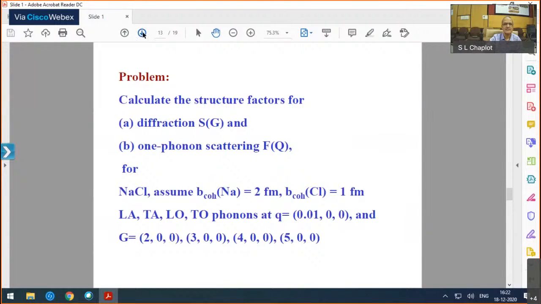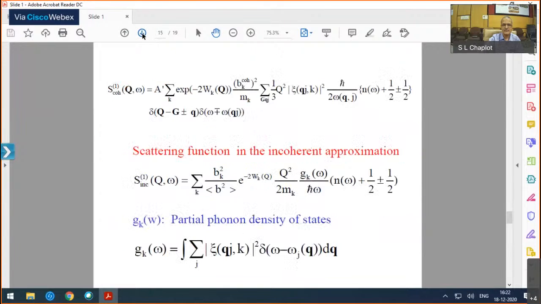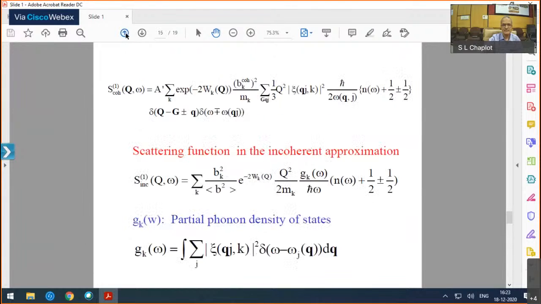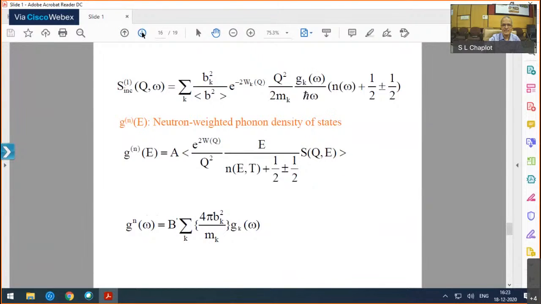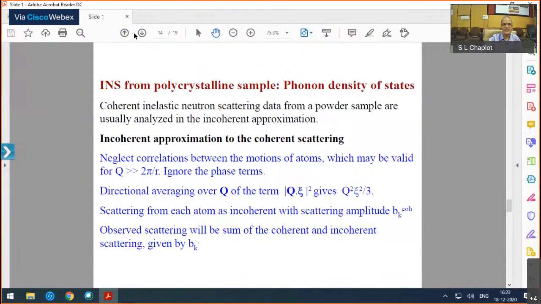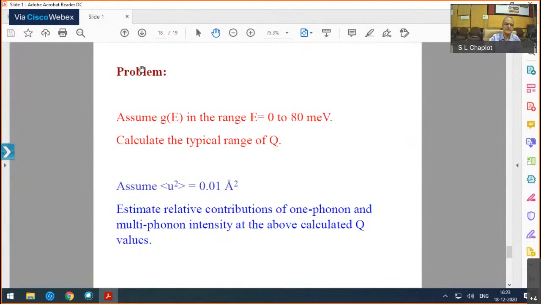Okay, there are some remaining things. Maybe we can come back to it later. So that was it for phonon density of states. There were no real issues, but it is just a problem for you to look at. So please try to do this.